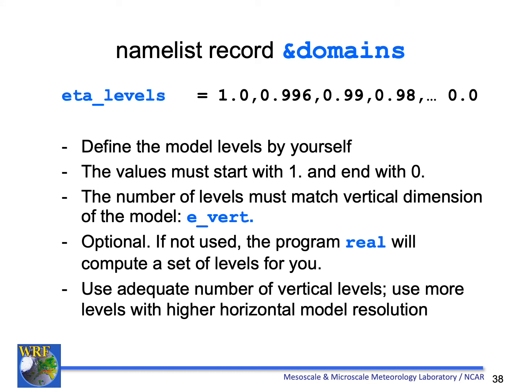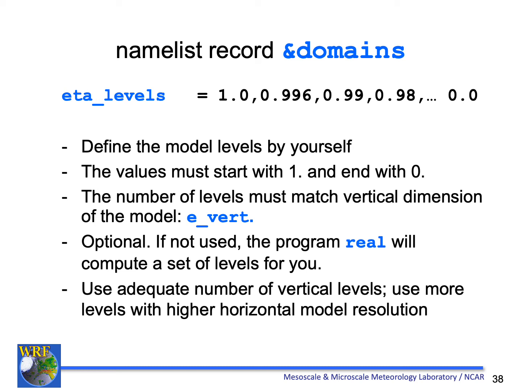The last variable in the namelist record domains we may want to edit is data levels. While the variable e_vert sets the number of model vertical levels, the exact levels, or the distribution of the levels, can be set by this variable. For example, how close to the ground the first model level is, how thick the vertical layers are, and so on.